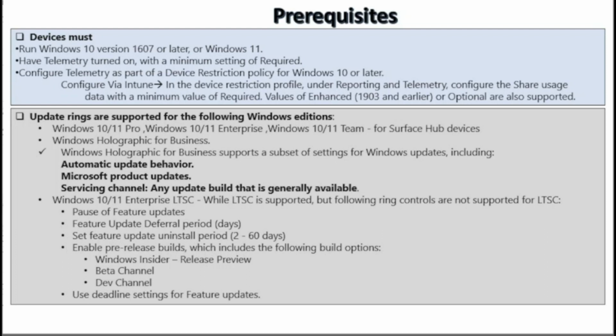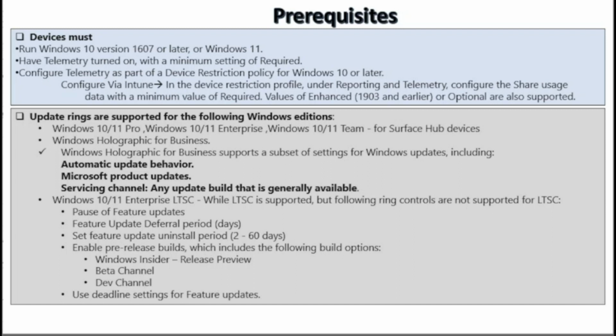When starting the implementation of Windows Update Ring policy, we need to ensure that all of the prerequisites are met. When we talk about device related prerequisites, the device must be running Windows 10 version 1607 or later or Windows 11. Devices must have telemetry turned on with a minimum setting of required.